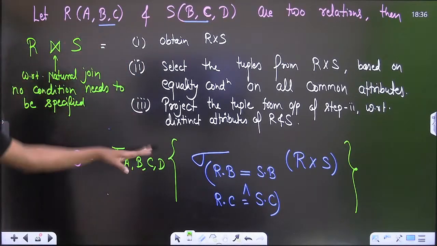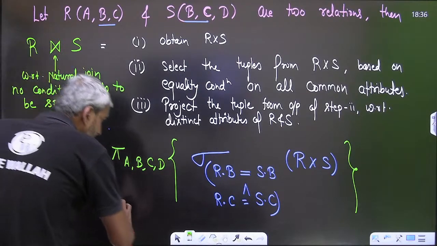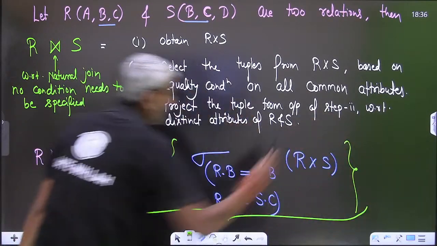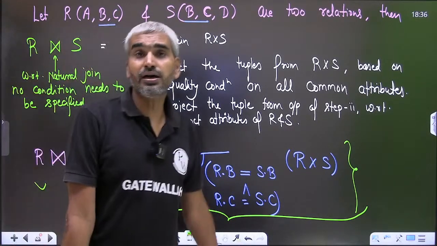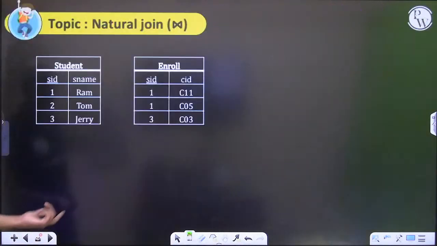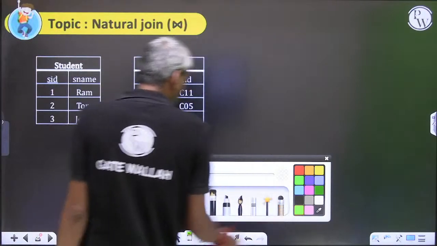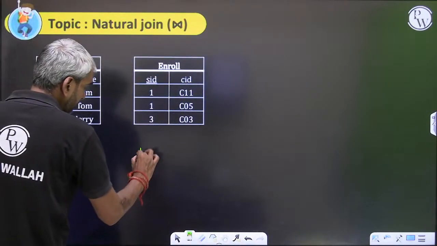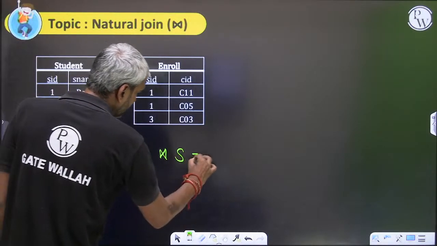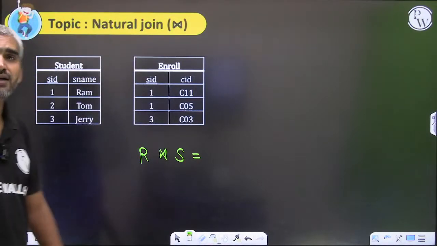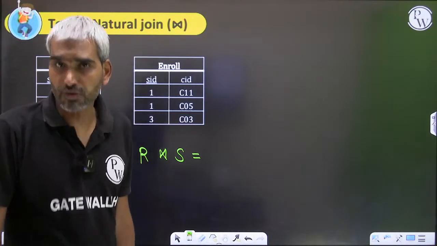This is how the natural join will be derived. So, whatever is done by this set of basic relational algebra operations is actually the output of natural join. So, let's look at the example. If I want to perform the natural join of these 2 relations, then you don't need to specify the condition. If you simply say R natural join S, then by default, the condition will be equality condition on all common attributes of R and S.